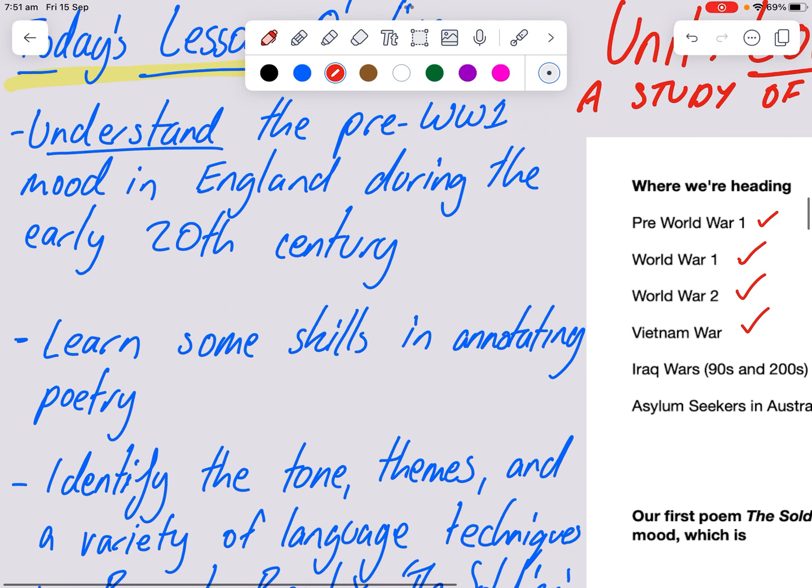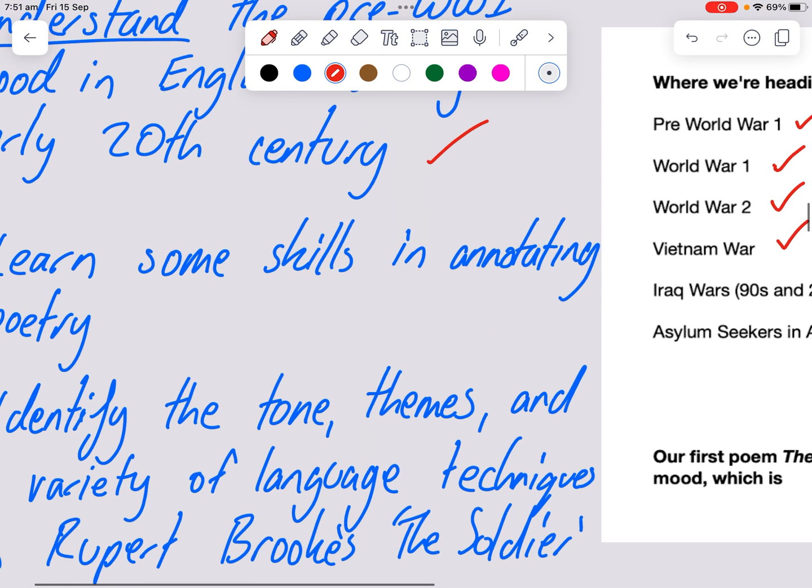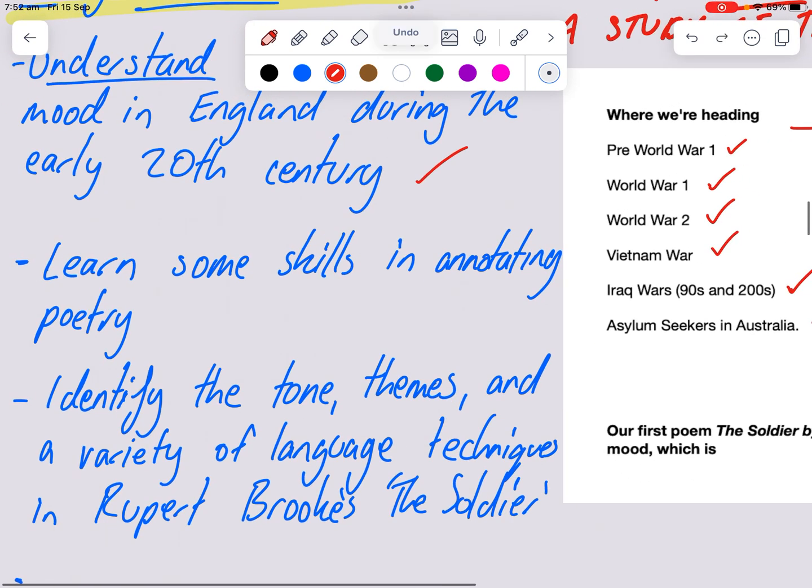So understanding the pre-World War I mood, tick. Learning some skills in annotating poetry, one of my favourite things to do, but I'm a little bit of a nerd. And finally, identifying the tone, themes, and a variety of language techniques in Rupert Brooke's The Soldier. So we're going to hopefully get into our first poem.